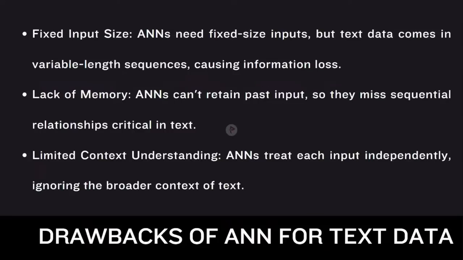ANNs need fixed size inputs, but text data comes in variable length sequences, causing information loss, and especially lack of memory. ANNs can't retain past input, so they miss sequential relationships critical in text. If you took an ANN, you have a bunch of words, you would be encoding them using bag of words or TF-IDF or word2vec. You have a vector now, so you process that particular word at that instance, and then boom, you are not going to consider what you have had in that sentence previously, or what is the word which is going to come after it. You are not going to take care of it.